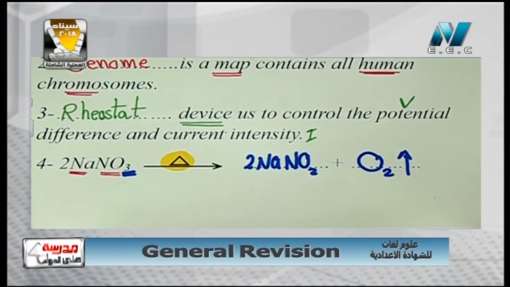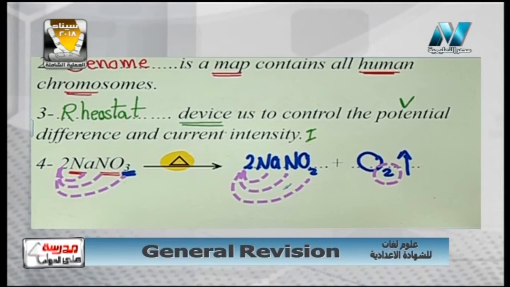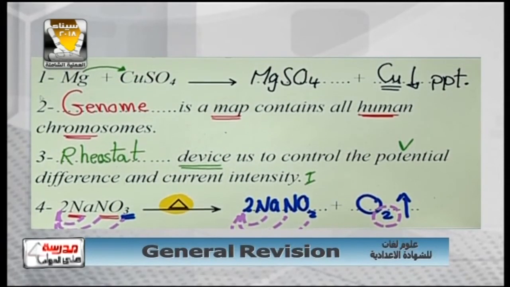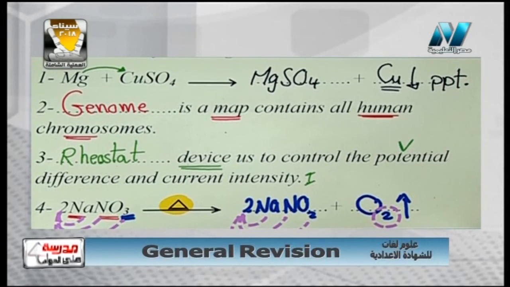If you want to check, we have 2 sodium, 2 nitrogen, and 6 oxygen, since 2 times 3 equals 6. Here we have 2 sodium, 2 nitrogen, and 4 oxygen, plus 2 oxygen here, so we have 6 oxygen atoms, so the chemical equation is balanced. It must be balanced. In third prep we must remember that the chemical equation should be balanced. Okay.